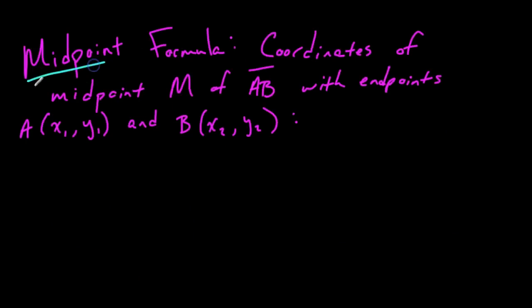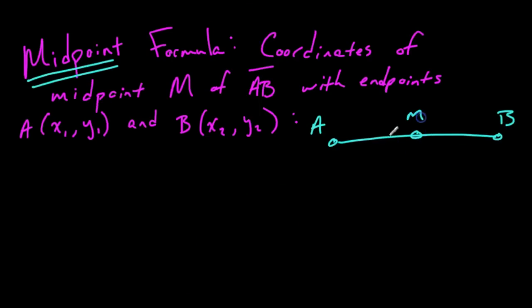Okay, now we're going to go into midpoint. Now hopefully you guys remember midpoint actually splits something into two congruent sections. So the coordinates of midpoint M of AB with endpoints A is x1, y1, and B is x2, y2, just meaning that A is our first point and B is our second point. So we've got some M. It's going to split those up. It's going to basically look like this. We've got A and B.